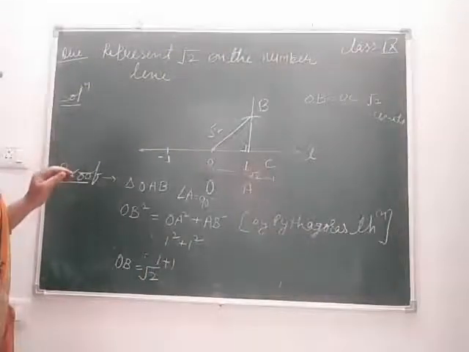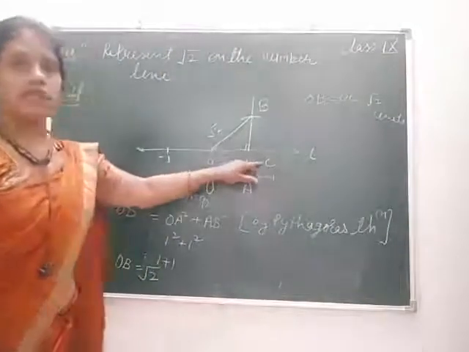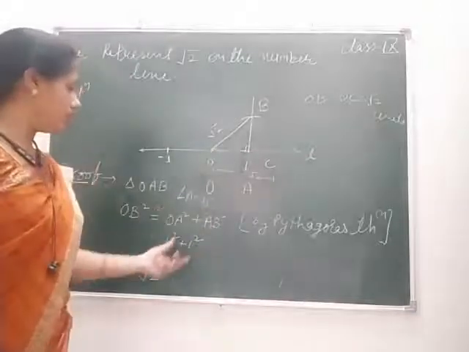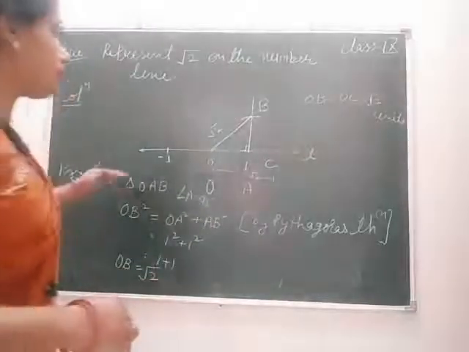Okay, is the point C. OC is the indicate of the root 2. Is the number line.